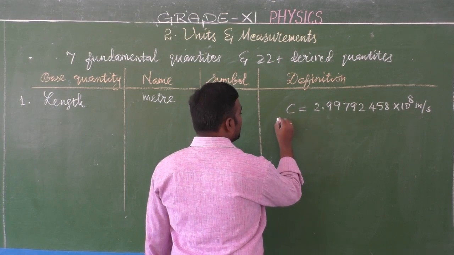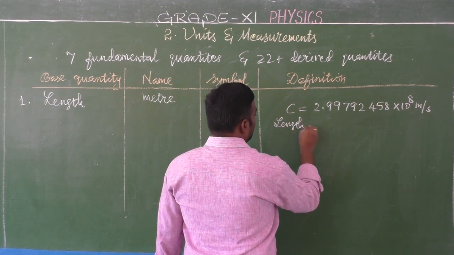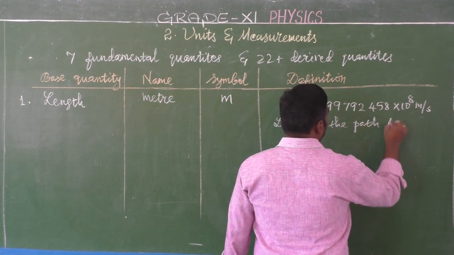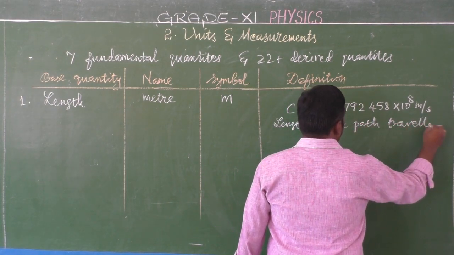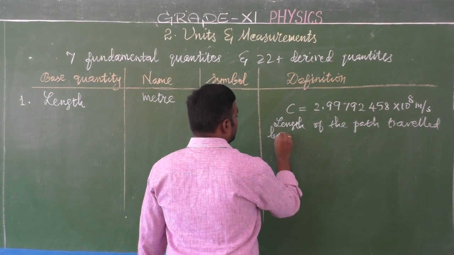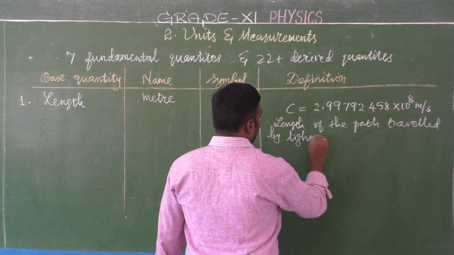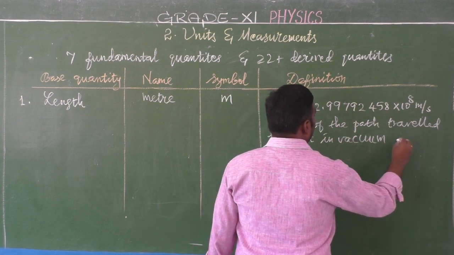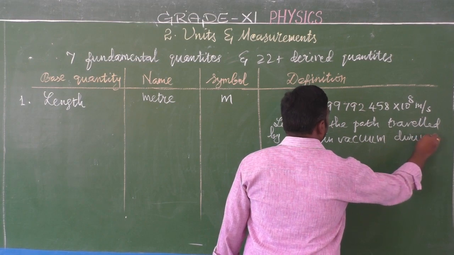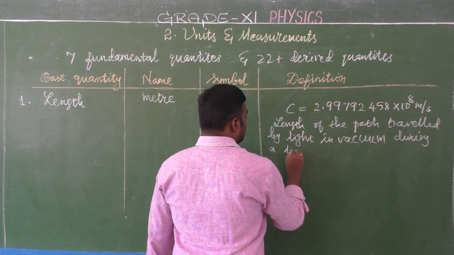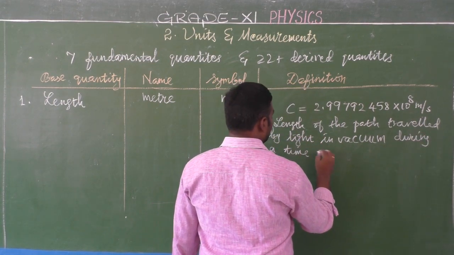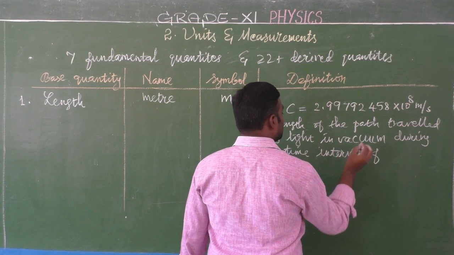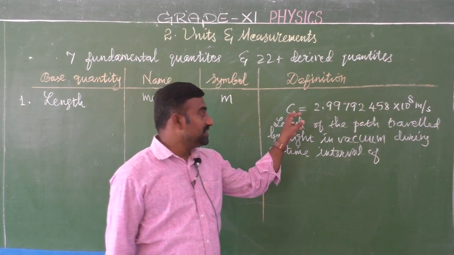So I'll write the definition. It is the length of the path travelled by light in vacuum during a time interval of, so from this we can get the time interval. What is the time interval? Generally we know the speed of light in vacuum.